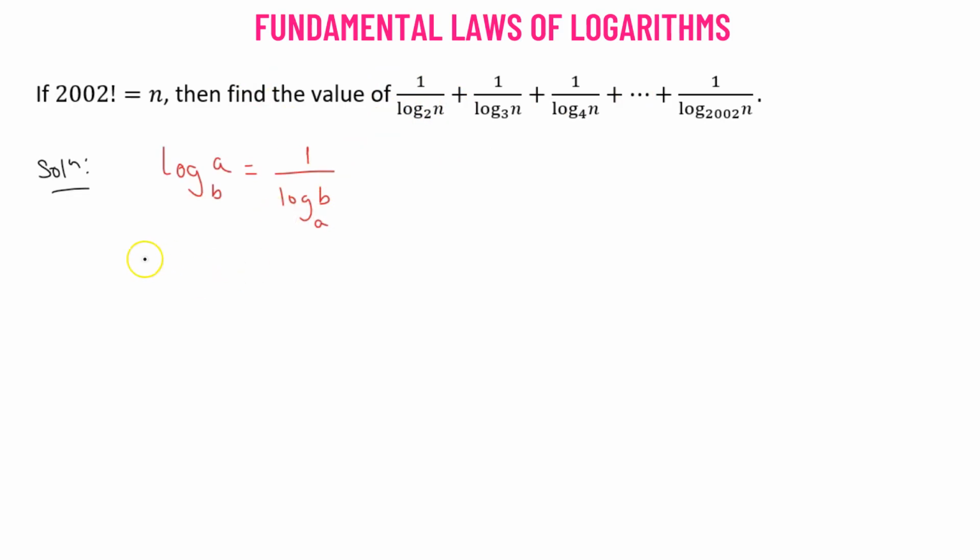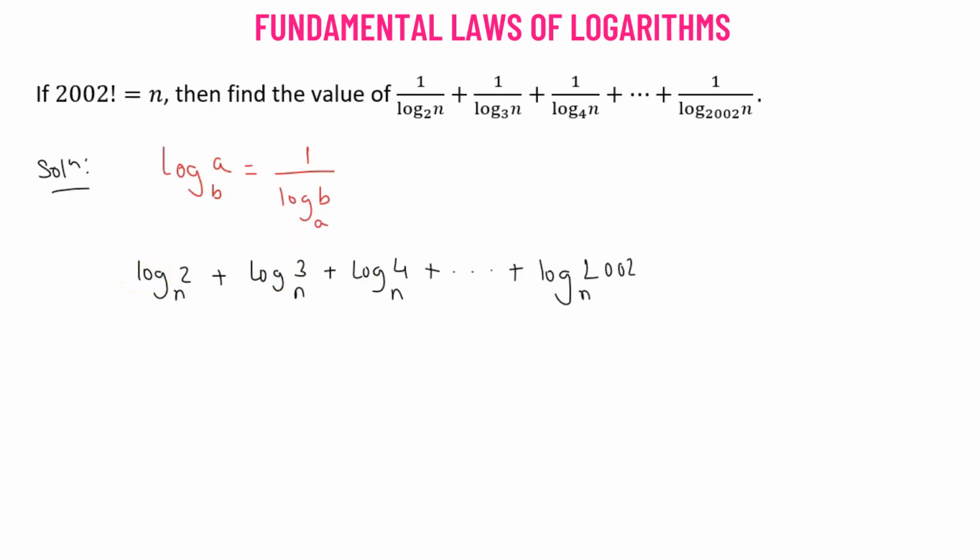Our first term will become log of 2 with a base of n, plus the second term will become log of 3 with a base of n, plus the third term, log of 4 with a base of n, and this will continue to the last term, which is log of 2002 with a base of n. In doing so, we see that all of them have a common base of n and a coefficient of 1.